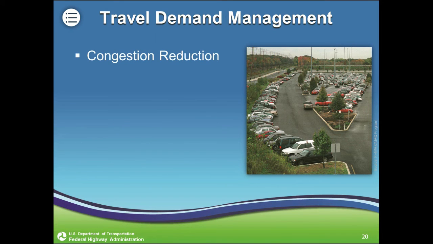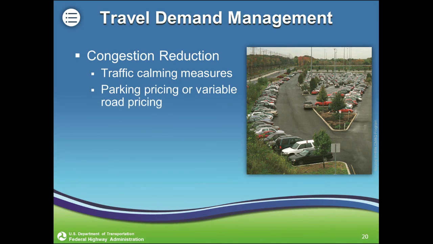Eligible congestion reduction TDM projects include traffic calming measures, variable road and parking pricing, which adjusts pricing to reflect demand, fringe parking, which is located at the periphery of a central business area and served by public transit, as well as traveler information services.